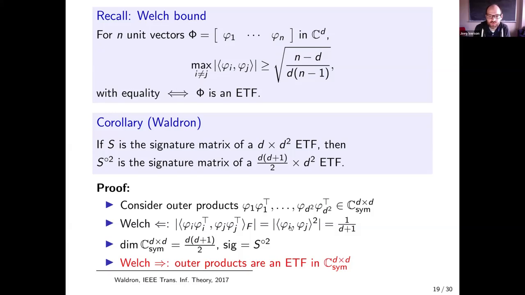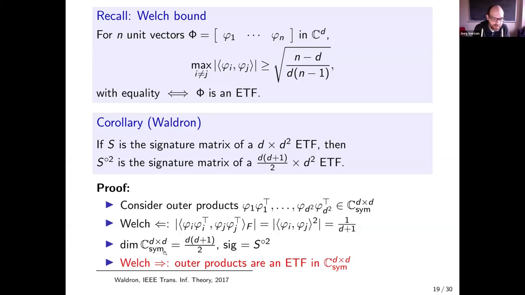And now if you read this direction of Welch, you see this was an ETF. And so I know what the absolute value of all of these inner products was. It was exactly 1 over the square root of d plus 1. And now I'm squaring that, so I get 1 over d plus 1. So I know the exact value here. Right, so this direction of the Welch bound tells me the exact value of the absolute value of these inner products.